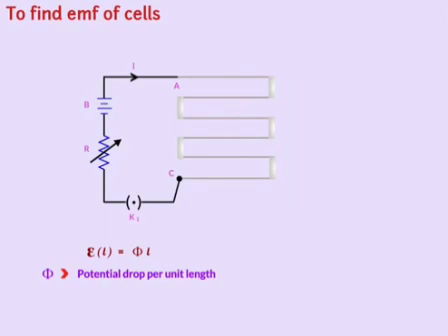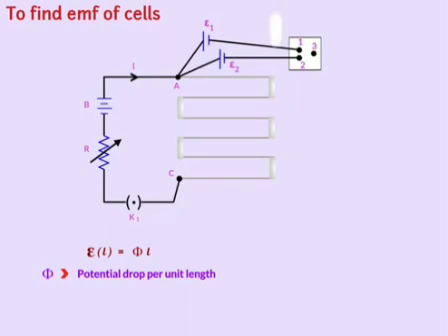Now a potentiometer is connected with two cells having EMF epsilon 1 and epsilon 2 respectively. Points 1, 2 and 3 are the two-way key attached to the cells. Consider a case where points 1 and 3 are connected. Therefore, the galvanometer gets connected to the cell with EMF epsilon 1.